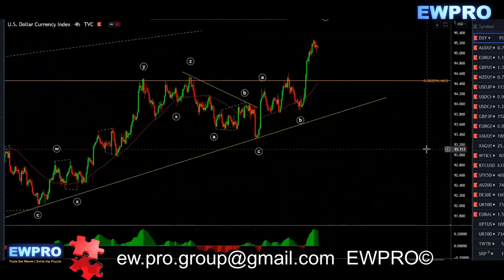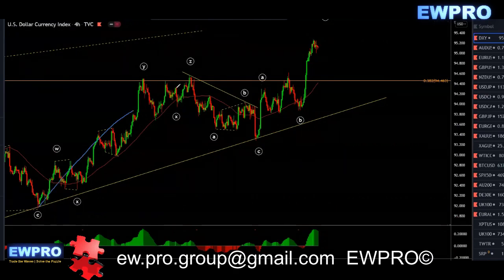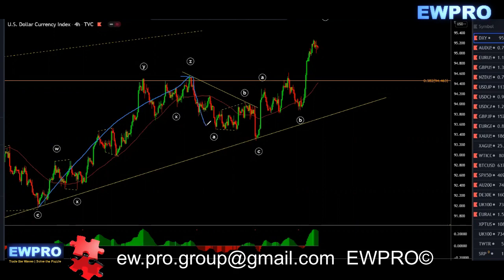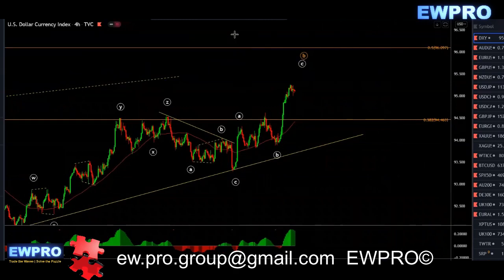On the H4, we got that 5 up, and we're looking at that as possibly the end of the wave, but then we got that A, B, C down, not breaking the trend line, and we were looking at this as the flat here for more upside. I was just looking for an A, B, C up here.